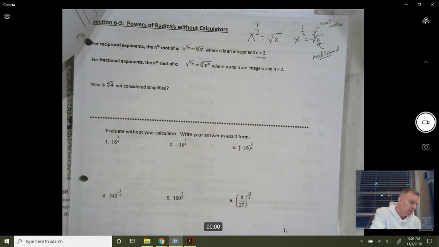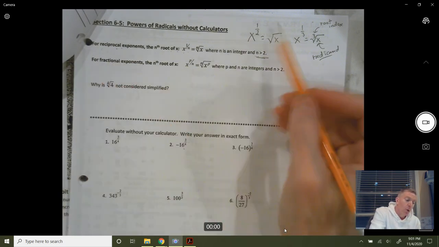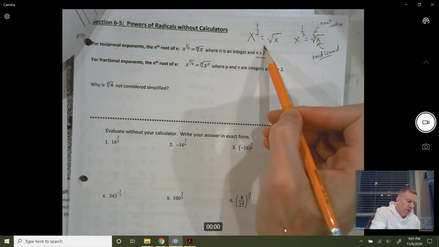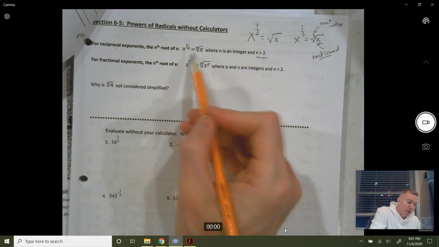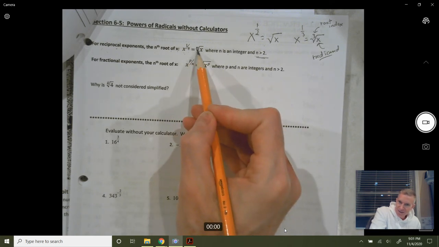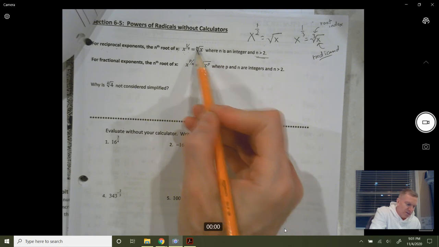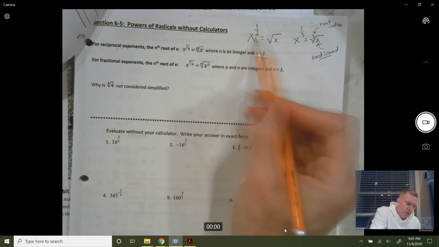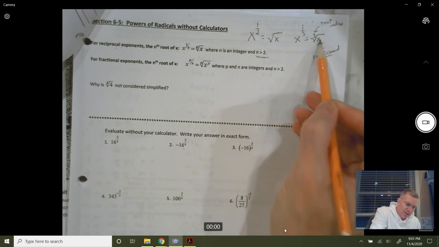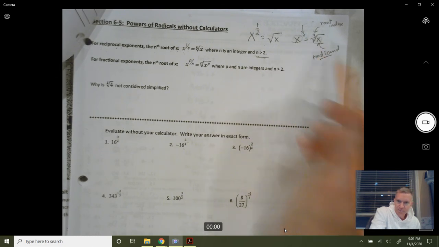So reciprocal exponents just mean when you have 1 over a number. That's going to be an nth root. So x to the 1 over n, whatever number is in the denominator of your exponent, that's your root index. So it would be the nth root of x. If it's 1 over 2, it's the square root of x. 1 over 3, x to the 1 over 3, it's the cube root of x. And this base becomes your radicand.